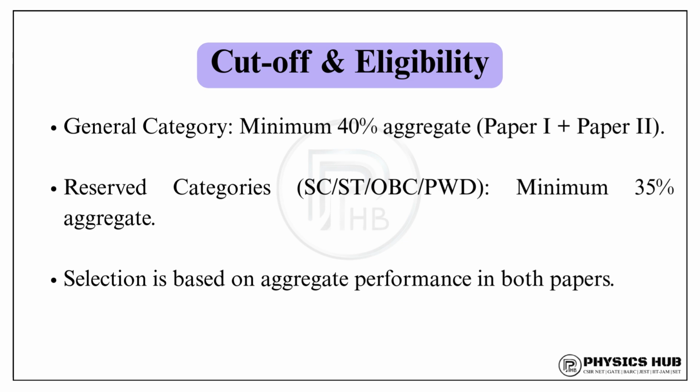For reserved categories like SC, ST, Category 1, 2A, 3A, and 3B, minimum 35% of paper 1 and paper 2 is necessary. Means total out of 300 marks, 105 marks you have to score. Again, I am saying that it is not a cutoff. This is only eligibility marks.